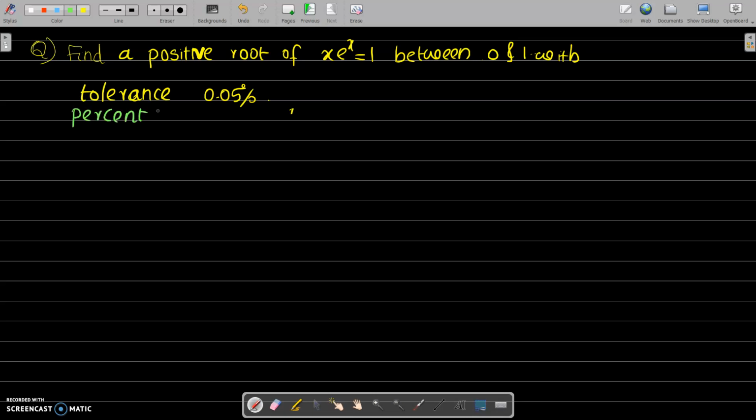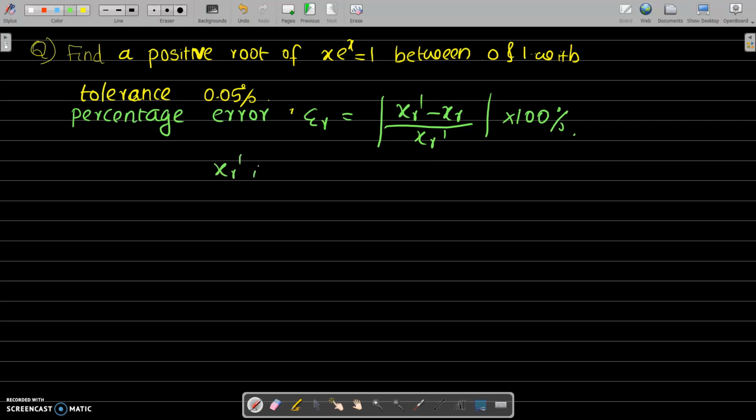Percentage error can be calculated as epsilon r, defined as the modulus of xr dash minus xr divided by xr dash, into 100%. Here xr dash is the present value of xr. The computation can be terminated when epsilon r is less than a prescribed tolerance, say epsilon p.